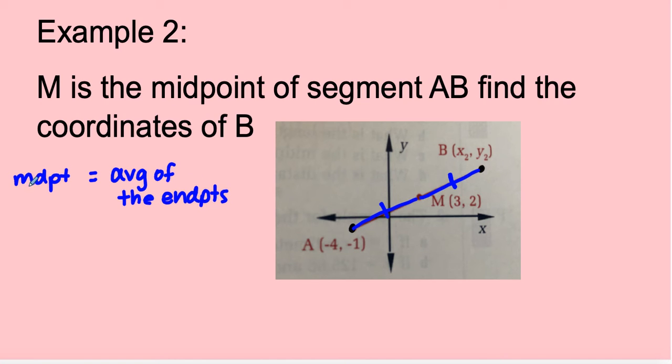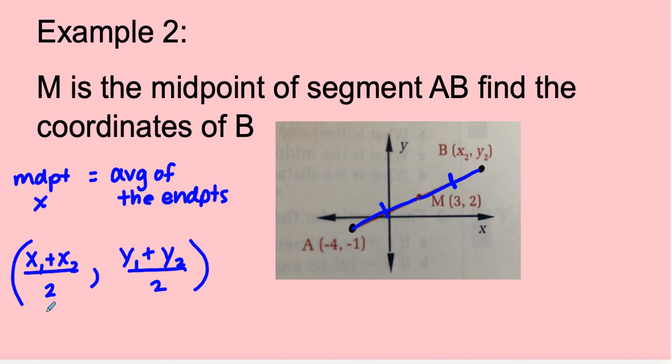And if it's in the coordinate plane, the midpoint of x would be the average of the x coordinates of the endpoints, and the midpoint of y would be the average of the y coordinates. The formula they gave you was x1 plus x2 over 2, which gives me the x coordinate, and y1 plus y2 over 2, which gives me the y coordinate. That is the coordinate of the midpoint.